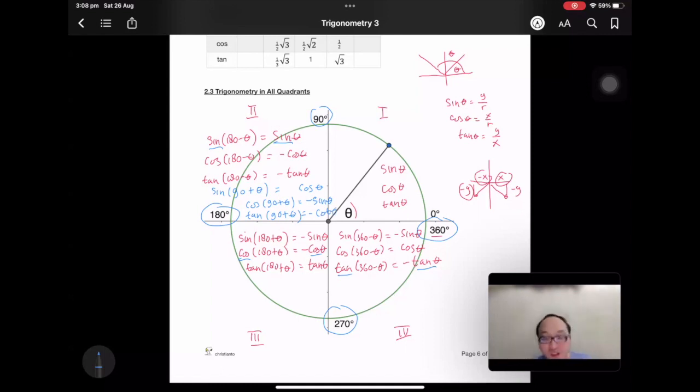For the first quadrant, it will also change: sine (90 minus theta) becomes cos theta. Cos (90 minus theta) becomes sine theta. And tangent (90 minus theta) equals cotangent theta. That's for the first quadrant.